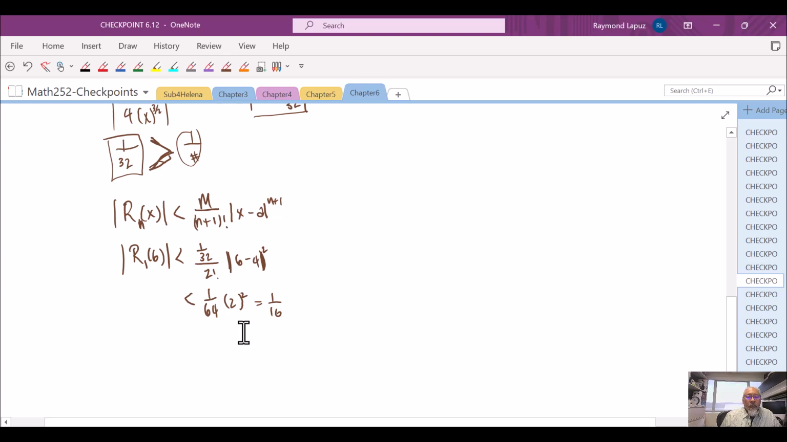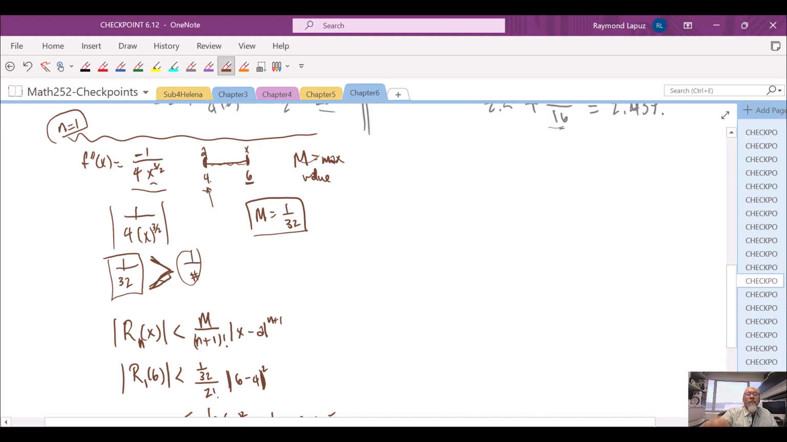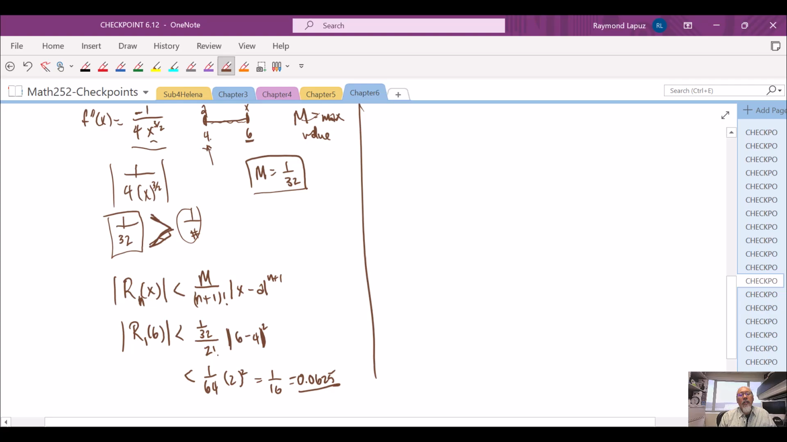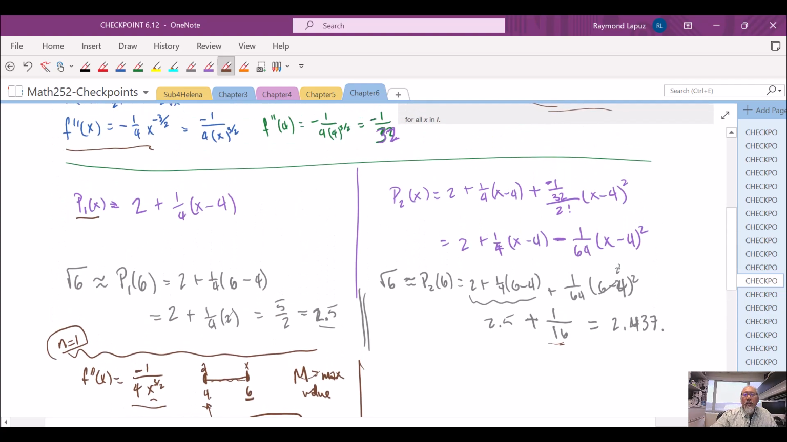And what's 1 over 16? 1 over 16 is 0.0625, and this is going to be your remainder. Okay. All right. So that is our remainder analysis for our first polynomial, and you can see it is essentially this second part over here where you put 6 in.